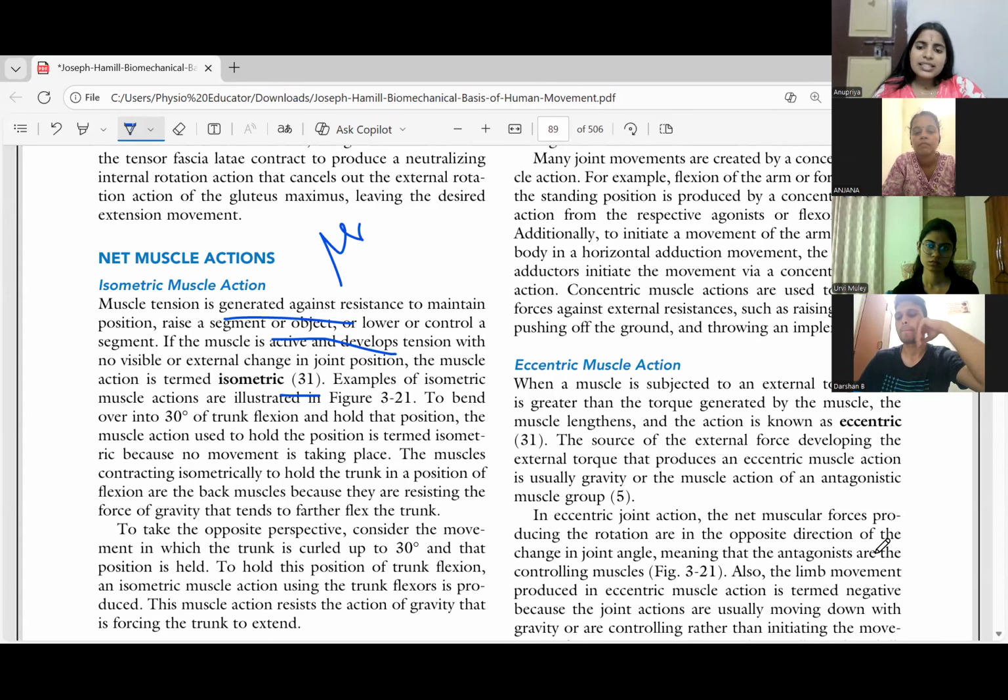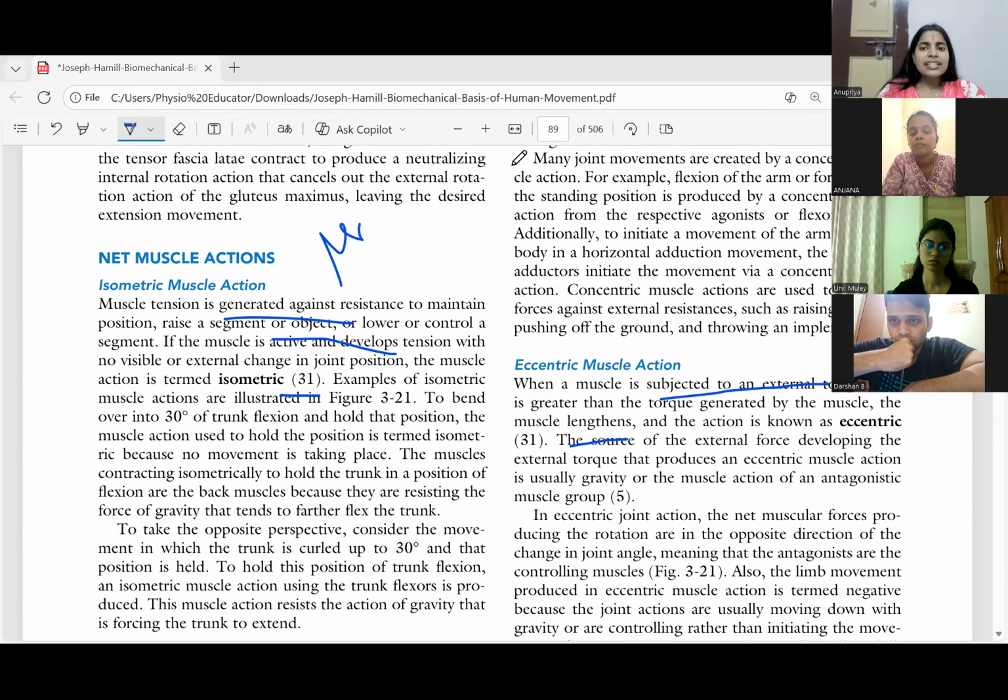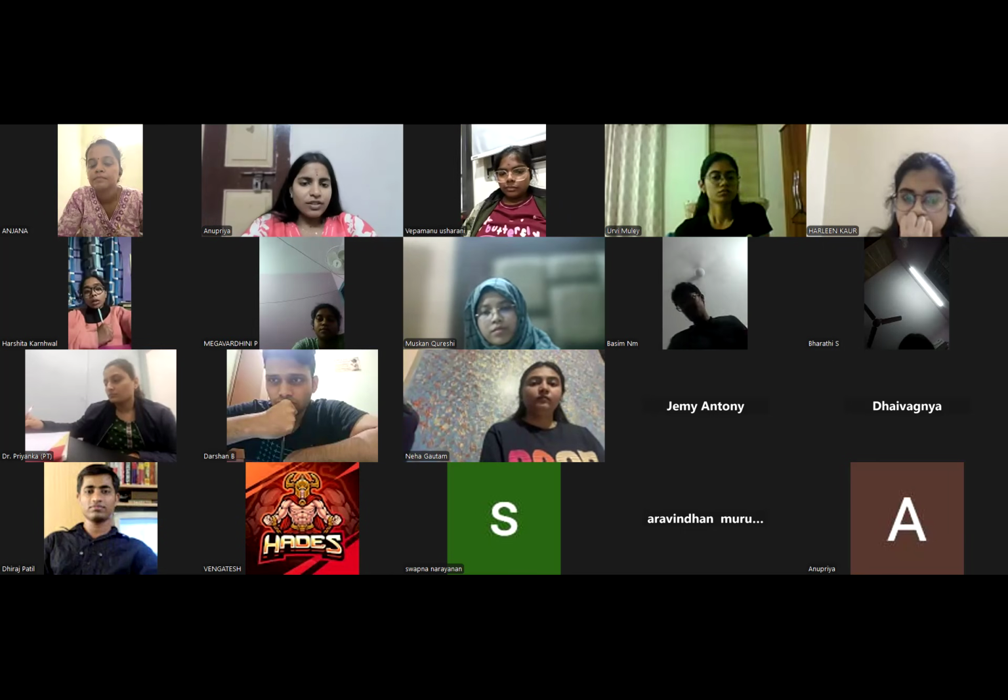What does eccentric mean? Eccentric is where the muscle will elongate or produce a torque. The muscle will lengthen, guys, but it will lengthen against a fixed load. That is called eccentric activity.